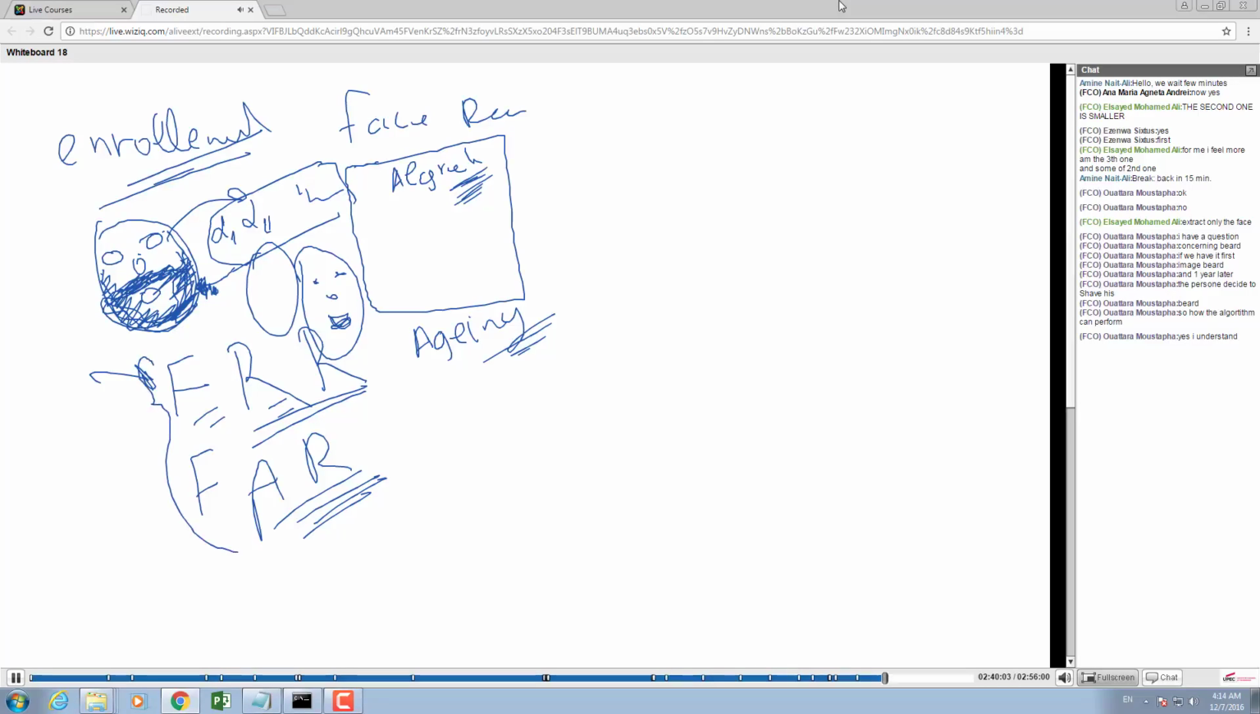Okay? And we have also something which is called false acceptance rate, and it may be very dangerous. If the false acceptance rate is very high, what does it mean? There is a big probability that someone who is not enrolled will be accepted by the system. So false acceptance rate and false rejection rate are two very important parameters to take into account to evaluate the performance of your system.